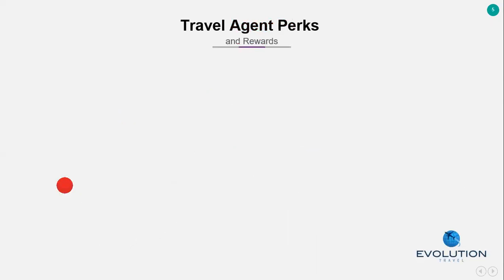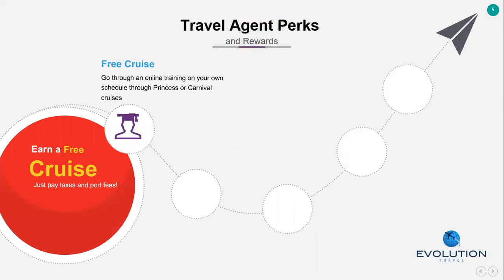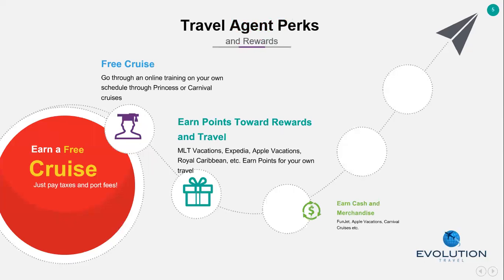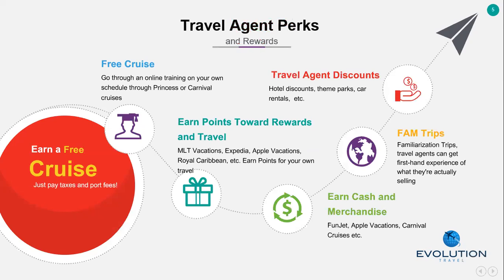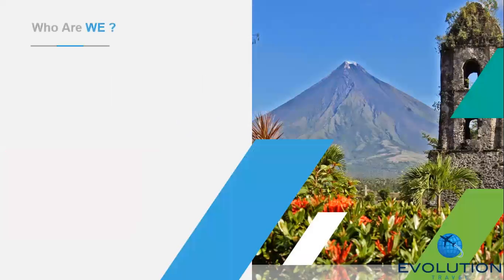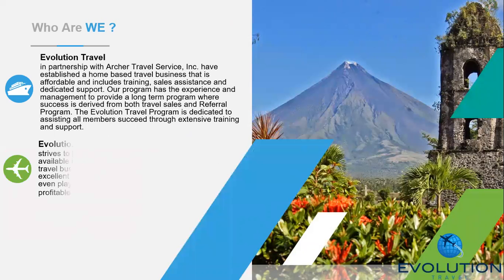Now, all of you know about the travel agent perks. What we like to talk about here with the travel agent perks are earning a free cruise. Of course, letting them know that they just pay taxes and port fees. You can earn points towards rewards in travel by using those certain vendors that we see listed there. You can earn cash and merchandise. Agent perks. Okay.